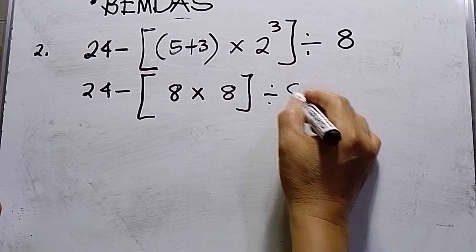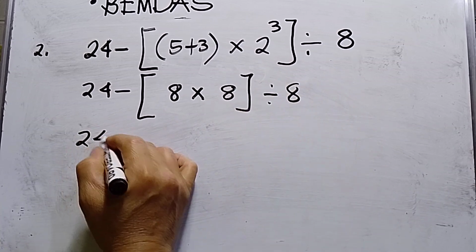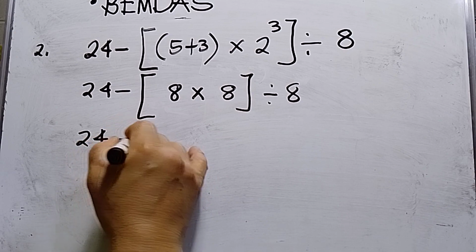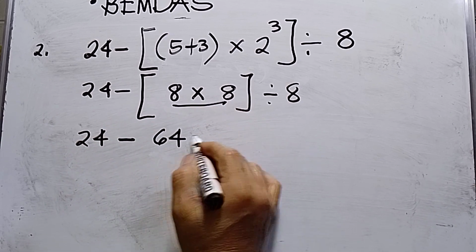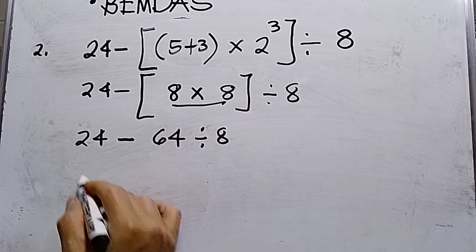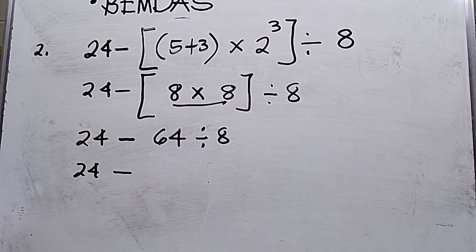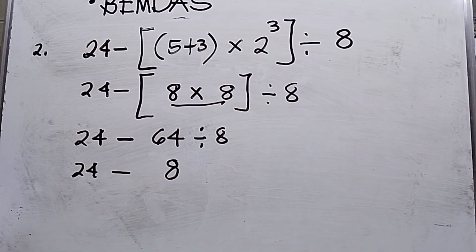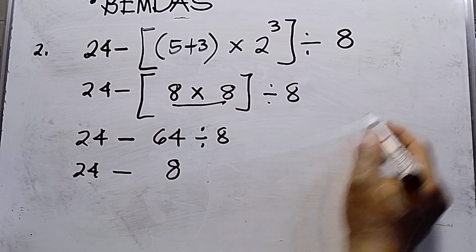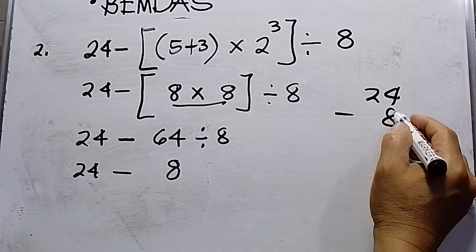Then divided by 8. Okay? So copy 24 and then this will be minus. So 8 times 8 is 64, and 64 is divided by 8. So 24 minus, what is 64 divided by 8? That will be 8. So 24 take away 8.